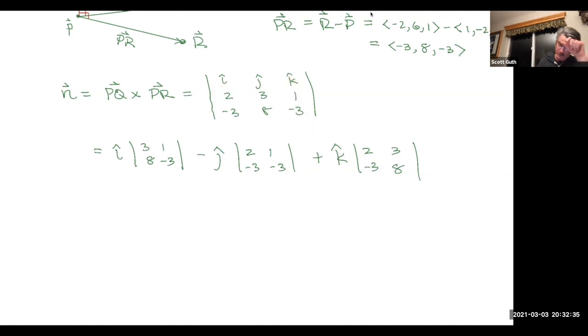Okay, any questions about the determinant? I wonder if we can do this in our heads. So I think I see negative 9 minus 8. Is that negative 17i? Yep. Okay, and then negative 6 minus negative 3 is negative 6 plus 3, which is negative 3, and there's another minus sign, so it would be plus 3j. Lots of minus signs. Got to watch them.